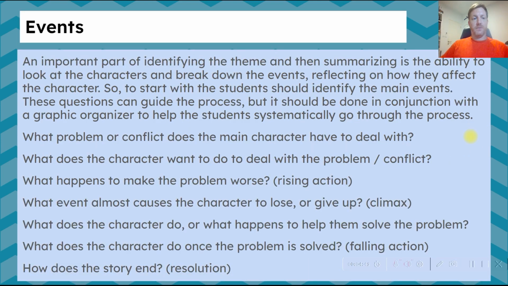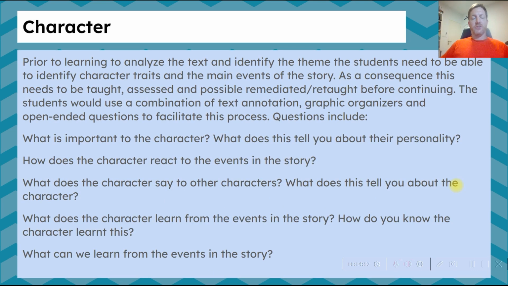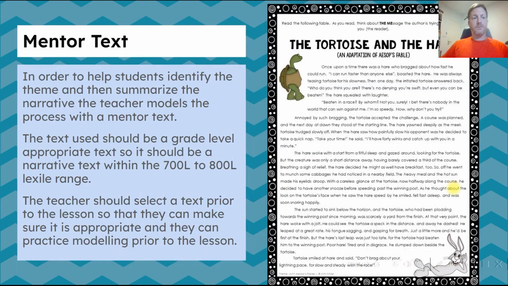and competencies. So the important part of identifying the theme and then summarizing it is being able to break down the main events, okay? And you can have these questions below to help them do that. Then also we can do the same with the character, and we have a number of questions here to help the student identify the character. This can be used in combination with making annotations on the text and using those annotations on a graphic organizer, which we'll look at just now.